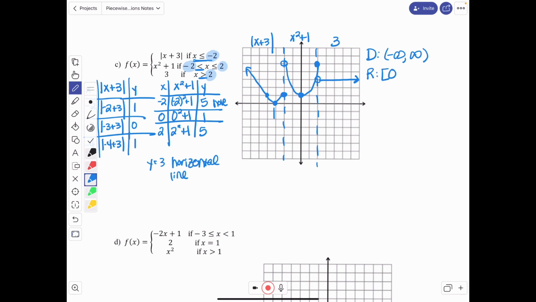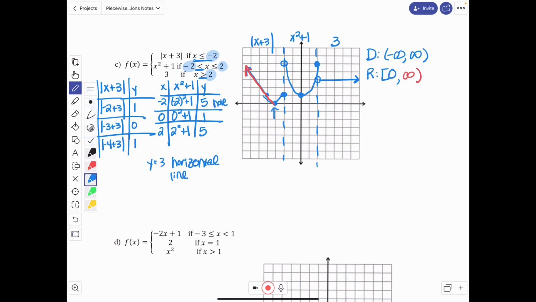This is my lowest point right here. That's my lowest, and it's a point, so it gets a bracket. And I can see, like right here, if I focus on this part, it's going up forever. And since it's going up forever, it gets an infinity.